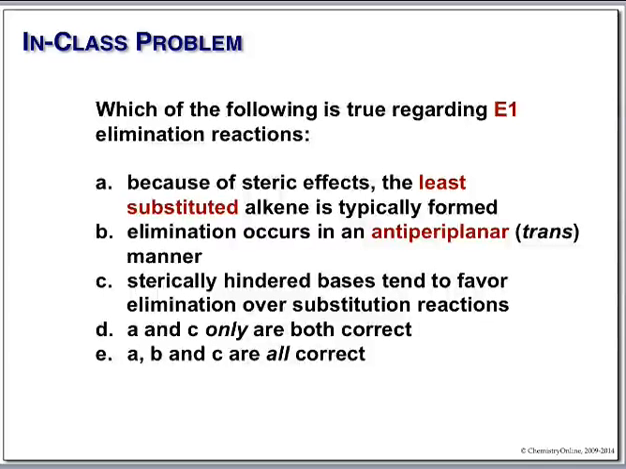E1 elimination. Remember, with an E1, we're going to make a carbocation. That's going to lose a hydrogen, so it's a stepwise reaction. Because of steric effect, the least substituted alkene is formed. Well, that's nonsense. Always go for the most highly substituted. Elimination occurs antiperiplanar or trans. No, that's an E2 elimination.